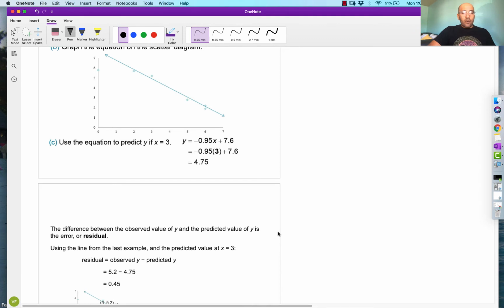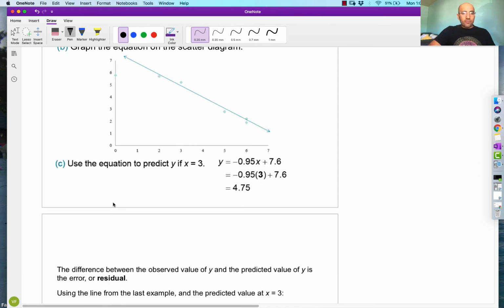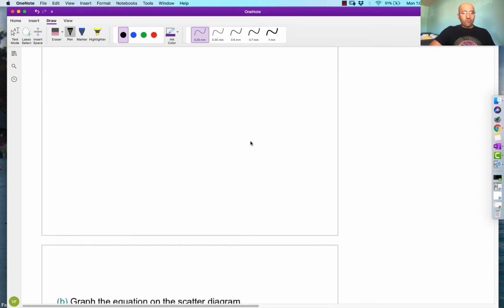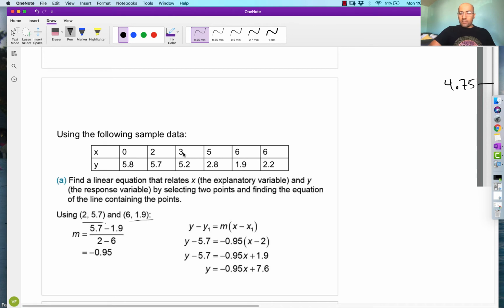Okay, so now we're going to define something called a residual. A residual, right, is the difference between the observed value, what you actually see in your table, in your data, and the predicted value, which is based on that line. So for example, when x equals 3, the output that we observe in our table is actually 5.2. Let's go back to our original table. When x equals 3, the output we observed was 5.2.